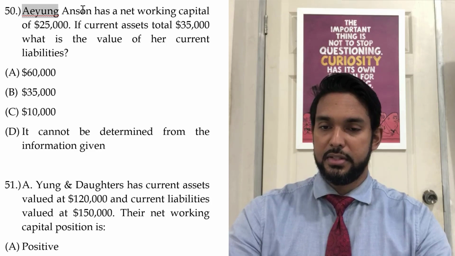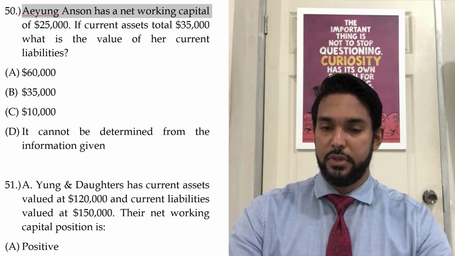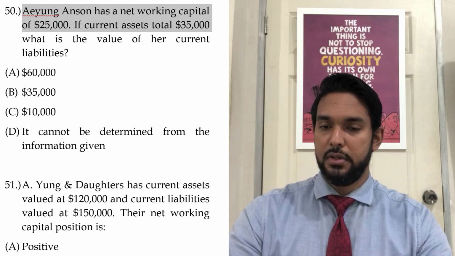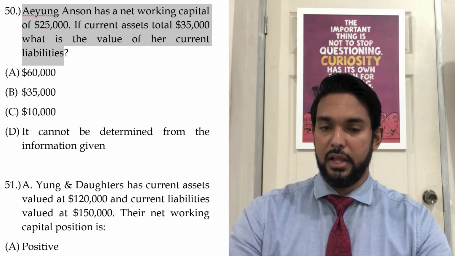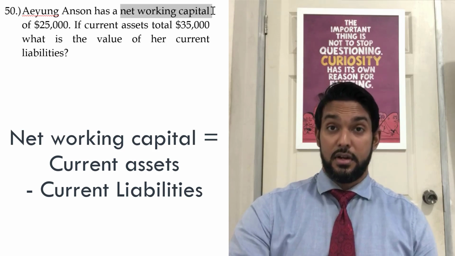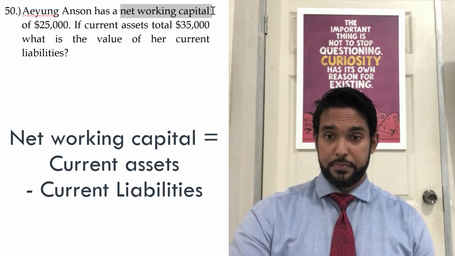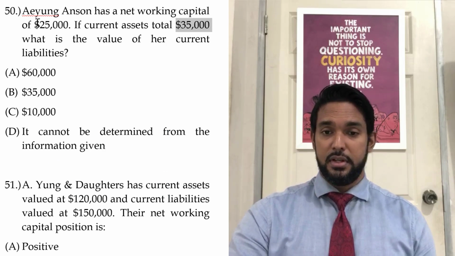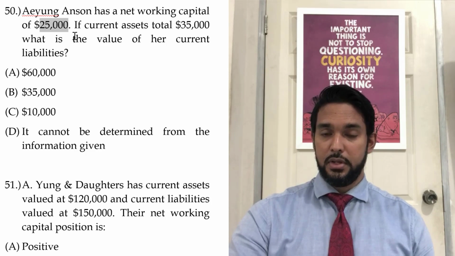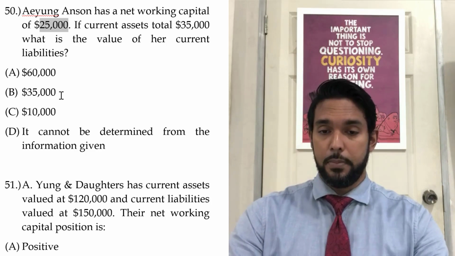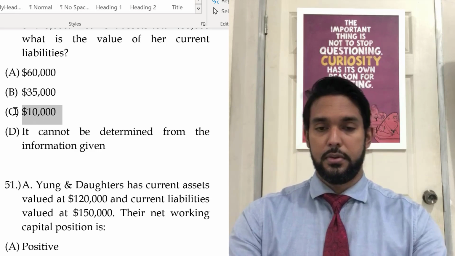All right, A. Young and Son has a net working capital of 25,000. If current assets total 35,000, what is the value of her current liabilities? Okay, so first of all, net working capital is current assets minus current liabilities. So current assets minus whatever current liabilities is equals 25,000. So 35,000 minus something gives us 25,000. So how are you going to find out something? Well, you could take current assets minus net working capital, which will give us 10,000.